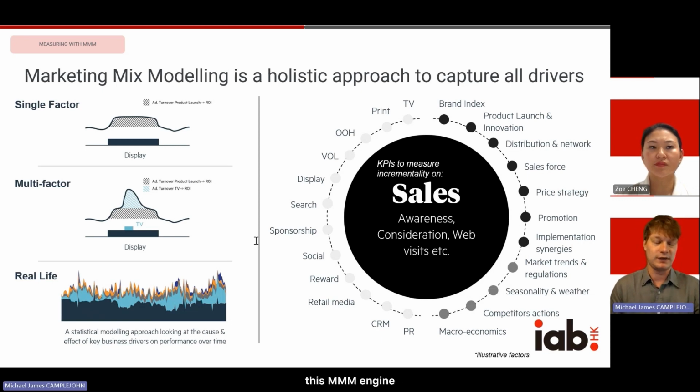And this foundation, this MMM engine, is the thing that can power forward-looking strategic media planning, giving marketers the capability to simulate and optimize marketing plans based on the performance of these channels across the KPIs that we've just mentioned, taking into consideration the full impact that they have across the customer journey.